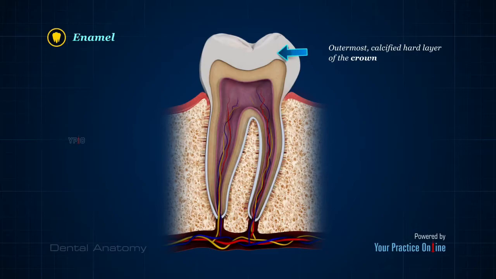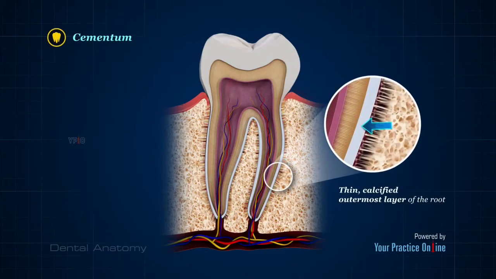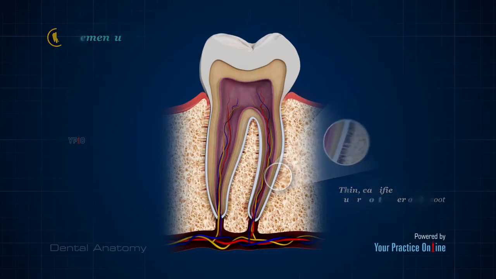Enamel. This is the outermost calcified, hard layer of the crown. The enamel is even harder than bone. Cementum. This is the thin, calcified, outermost layer of the root. It provides attachment for ligaments that support the tooth.